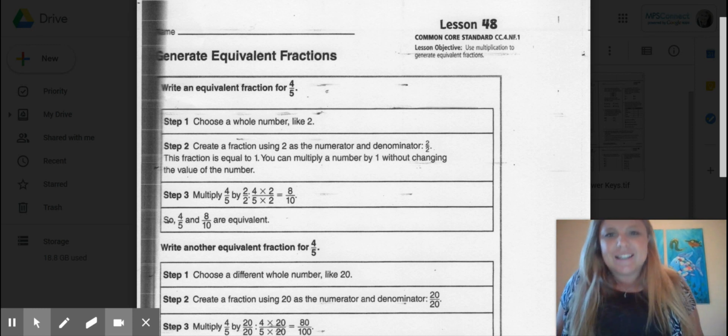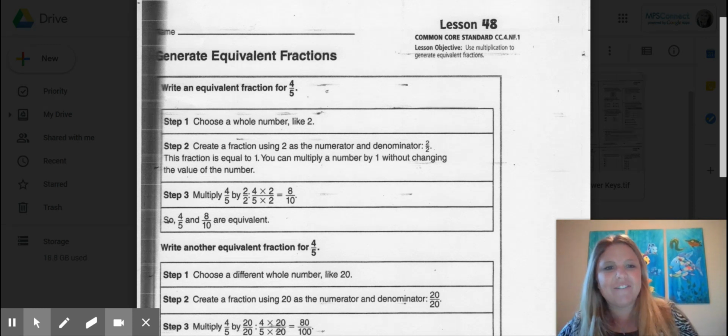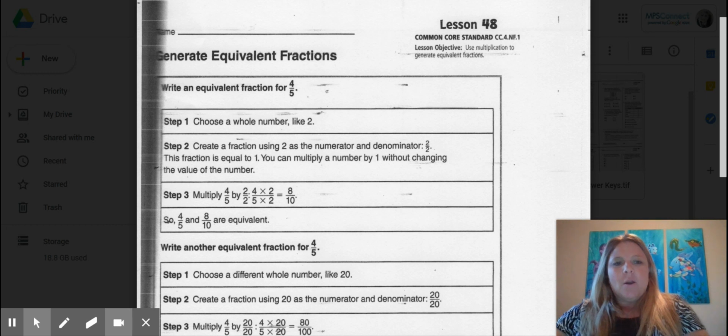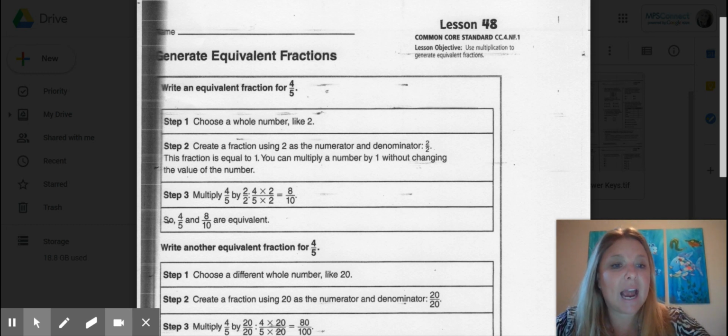Okay, for our math lesson, we are going to generate equivalent fractions today. Please watch this video in its entirety because if you're doing this on Google Classroom, typing in your fractions is going to look a little bit different today. So make sure you're watching all of it and I'll definitely go over it.